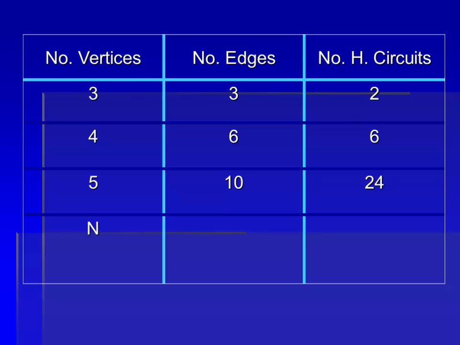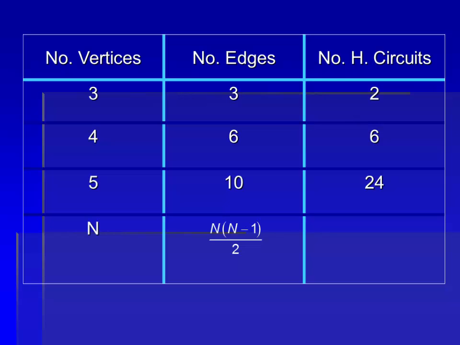So if I have n vertices, can I find a way to find the number of edges and the number of circuits? Well, yes, we can. For the number of edges, the formula is going to be n times n minus 1 over 2. Let's take an example. Take 5. 5 times 1 less is 4. 5 times 4 gives me 20. 20 divided by 2 gives me 10. So there are 10 edges.